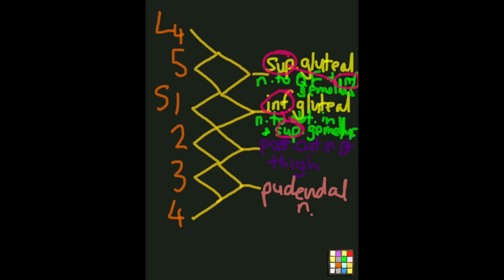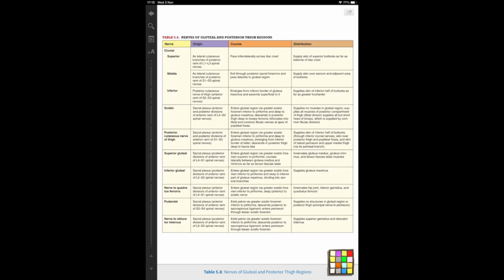Once you get to grips with it, it's certainly a lot simpler than remembering all the details from this table. So just to make the point, if we choose the inferior gluteal nerve, which is L5, S2, and then recall that its complementary set nerve will be the nerve to the superior gemellus and obturator internus, that will be also L5, S2. So it works out.